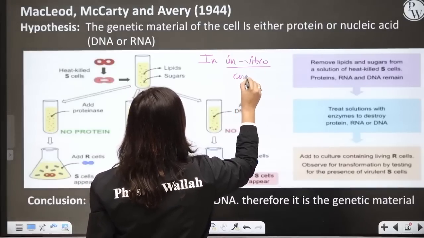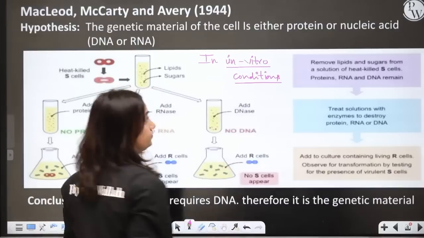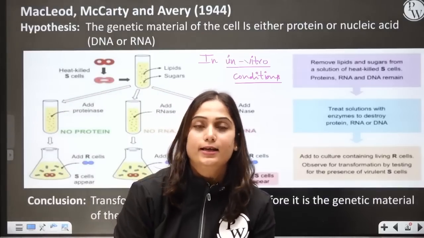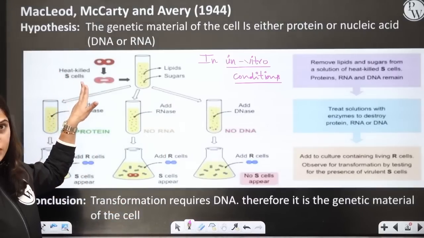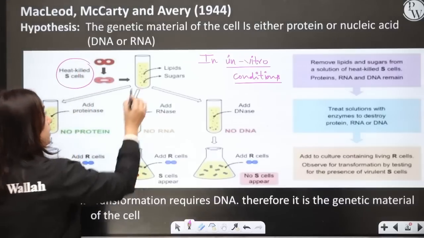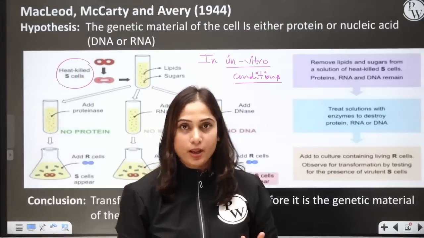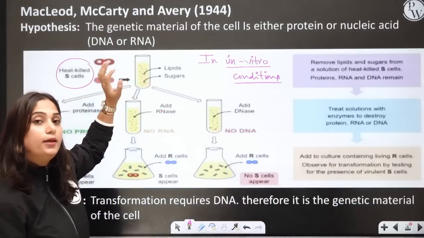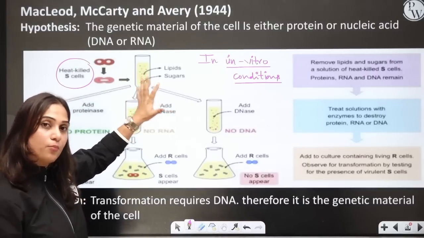They did not use mice for their experiment, but used the in vitro conditions. Now what they did? Let's understand. They took the heat-killed strain and extracted, isolated the biochemicals of the S strain. Okay? Now this test tube you are seeing here contains the biochemicals extracted or isolated from the S strain.